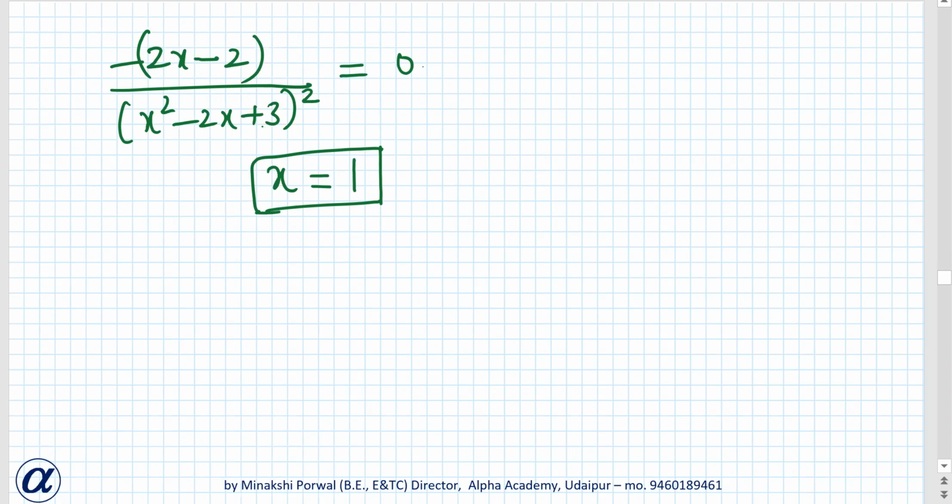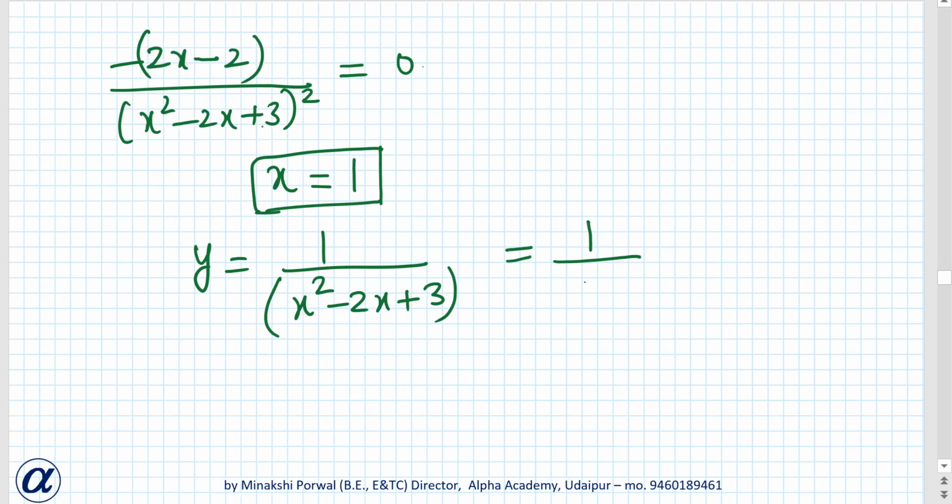Substituting it in the curve, y equals 1 by x square minus 2x plus 3. When x is 1, it will be 1 upon 4 minus 2, which is 1 by 2. So the point where this tangent touches the curve is (1, 1 by 2) and the slope m is 0. Now we have to find the equation of the tangent.